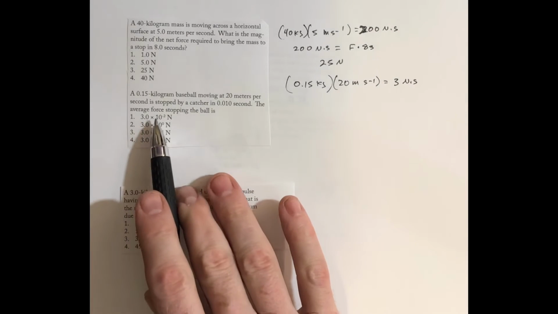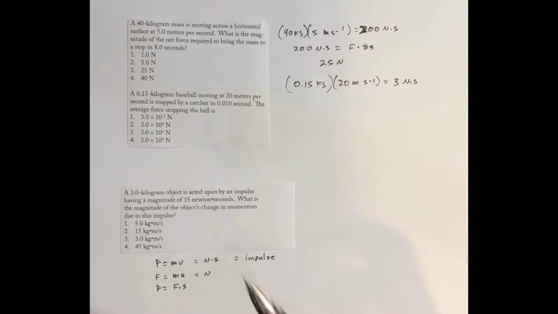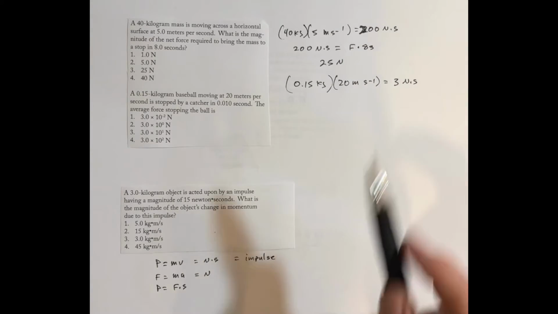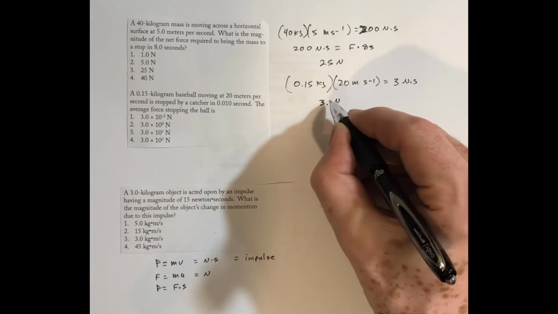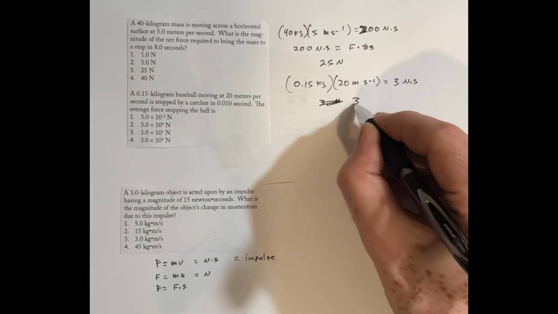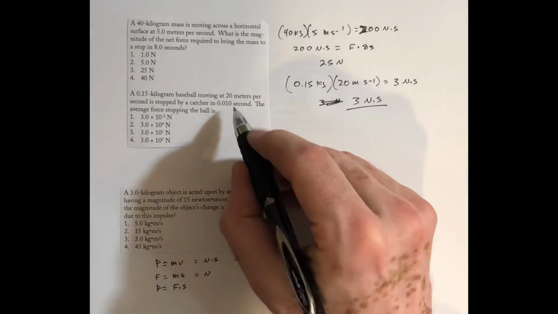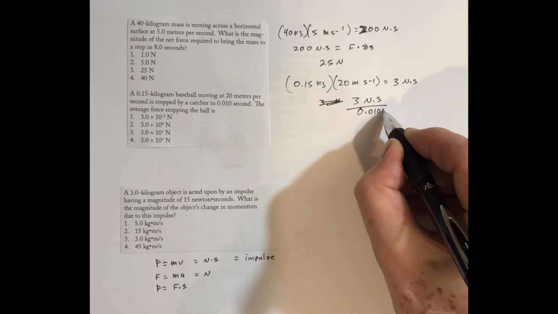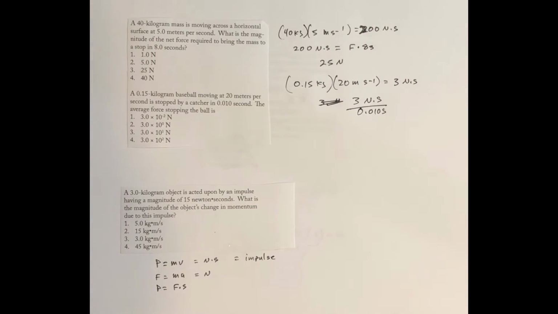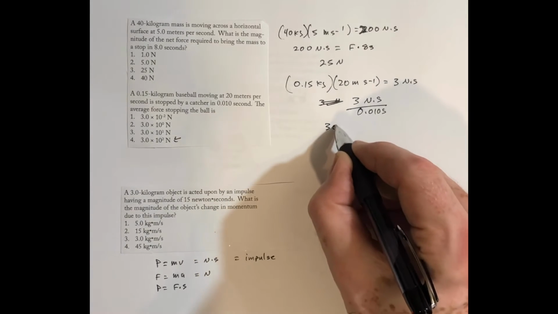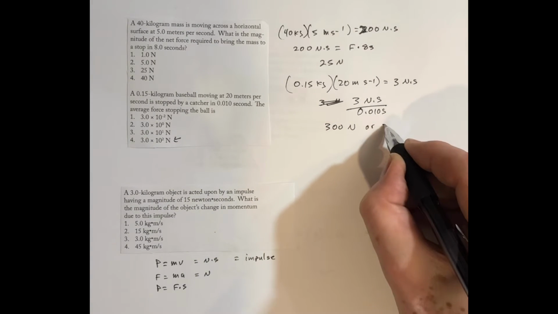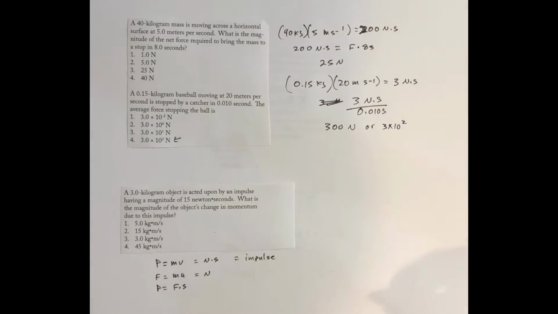Well, I want to figure out what the average force is, and force is in newtons. That's what it's telling us right here. So all I have to do is get rid of that seconds, and I get rid of it by dividing out seconds. So, let me redo this. 3 newtons times seconds divided by 0.010 seconds gives me an answer of 300 newtons. Now they've used scientific notation, so we're going to have 3 times 10 to the 2 right here. So number 4 would be our answer. So 300 newtons, or 3 times 10 to the 2 newtons. Okay.